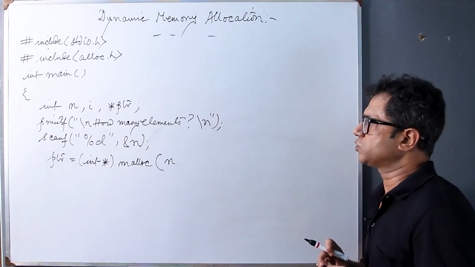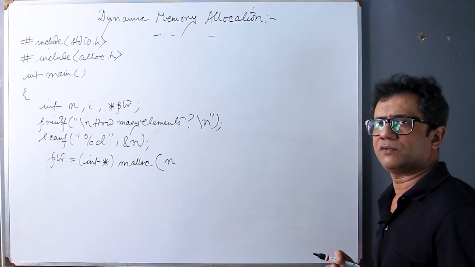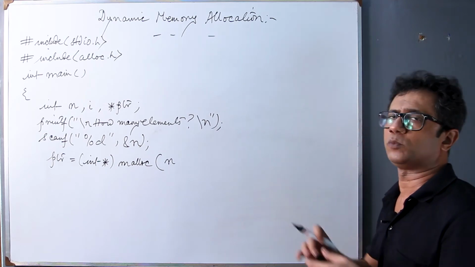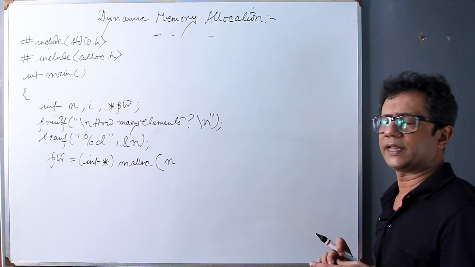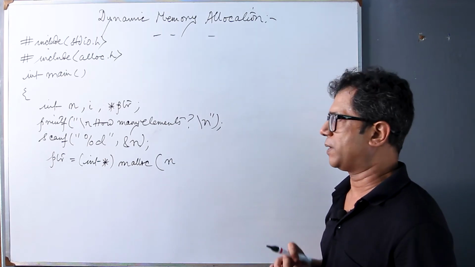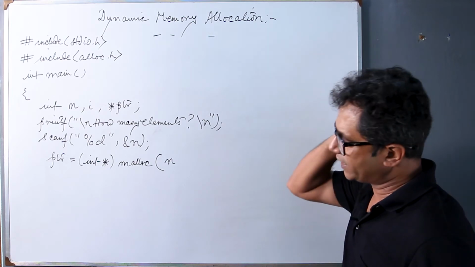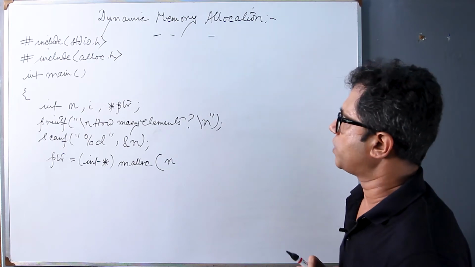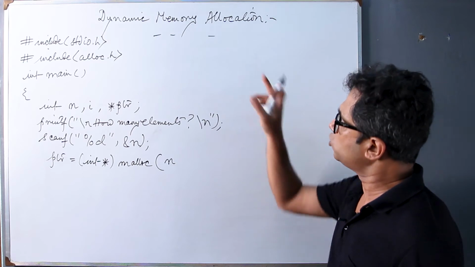Suppose we will supply only 5 elements and we have declared the array to be int a[100]. Then 95 places of the array will be wasted, the memory will be wasted. So in order to prevent that wastage of memory space, we are going to employ this dynamic memory allocation technique.